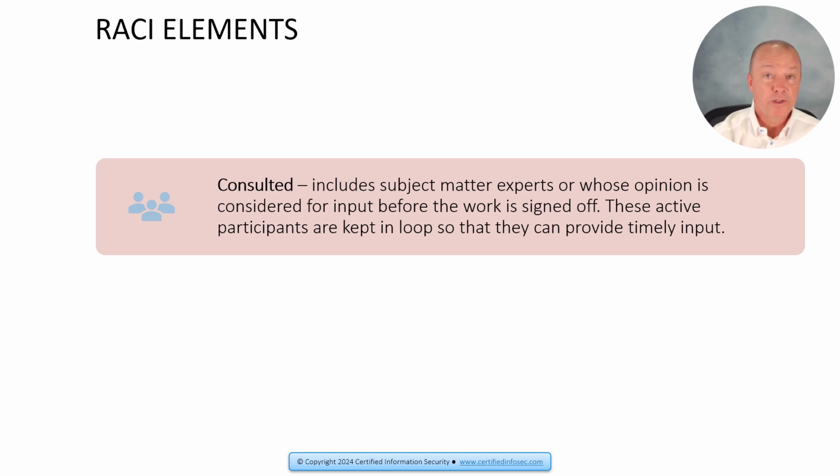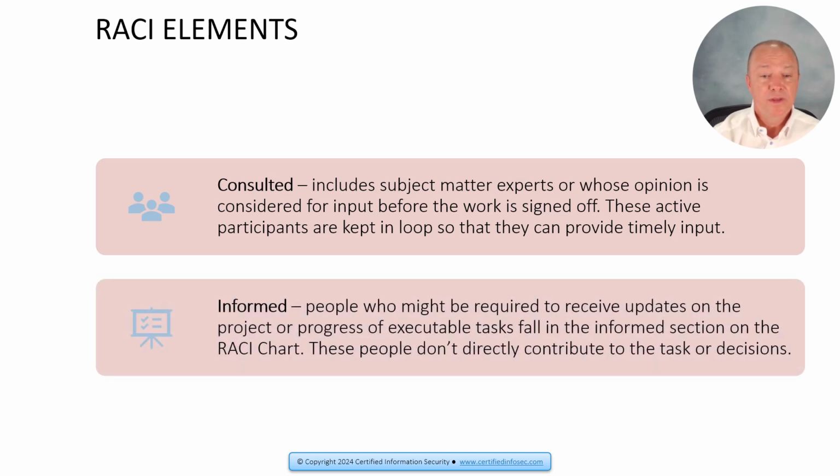You may remember from your lead implementer training that we also have certain individuals who are assigned the consulted role. This includes subject matter experts or those whose opinion is considered for input before the work is signed off. These active participants are also kept in the loop so they can provide timely input. And then we have informed. These are the people who might be required to receive updates on the project or progress of an executable task, but they don't actually contribute to the task completion itself.